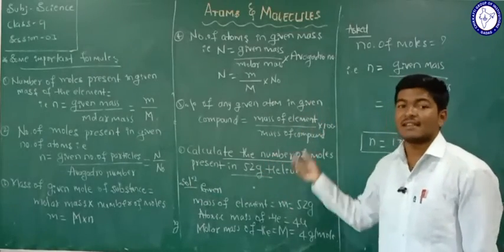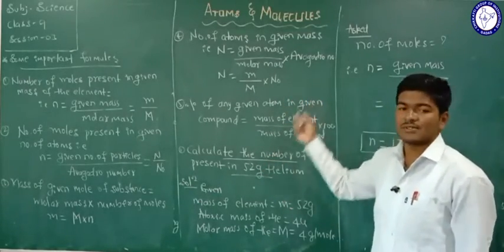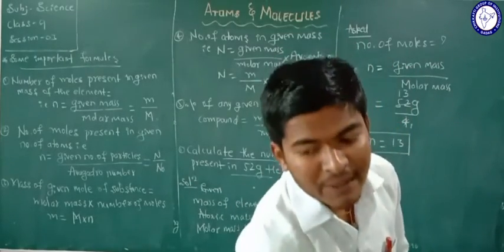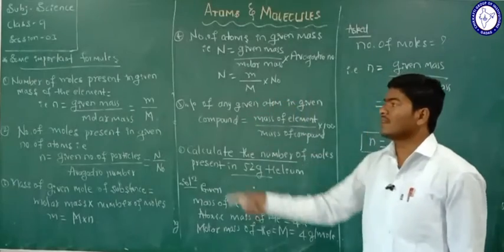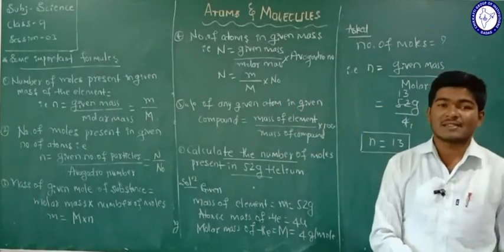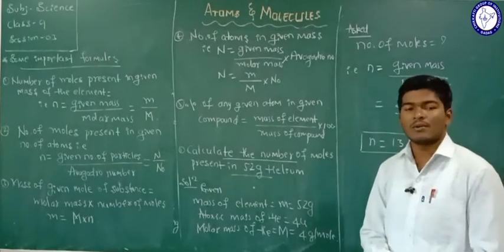You have to practice the problems given in the chapter atoms and molecules using all these formulas, and these types of examples come in your examination for 2 to 3 marks. You have to concentrate on this.